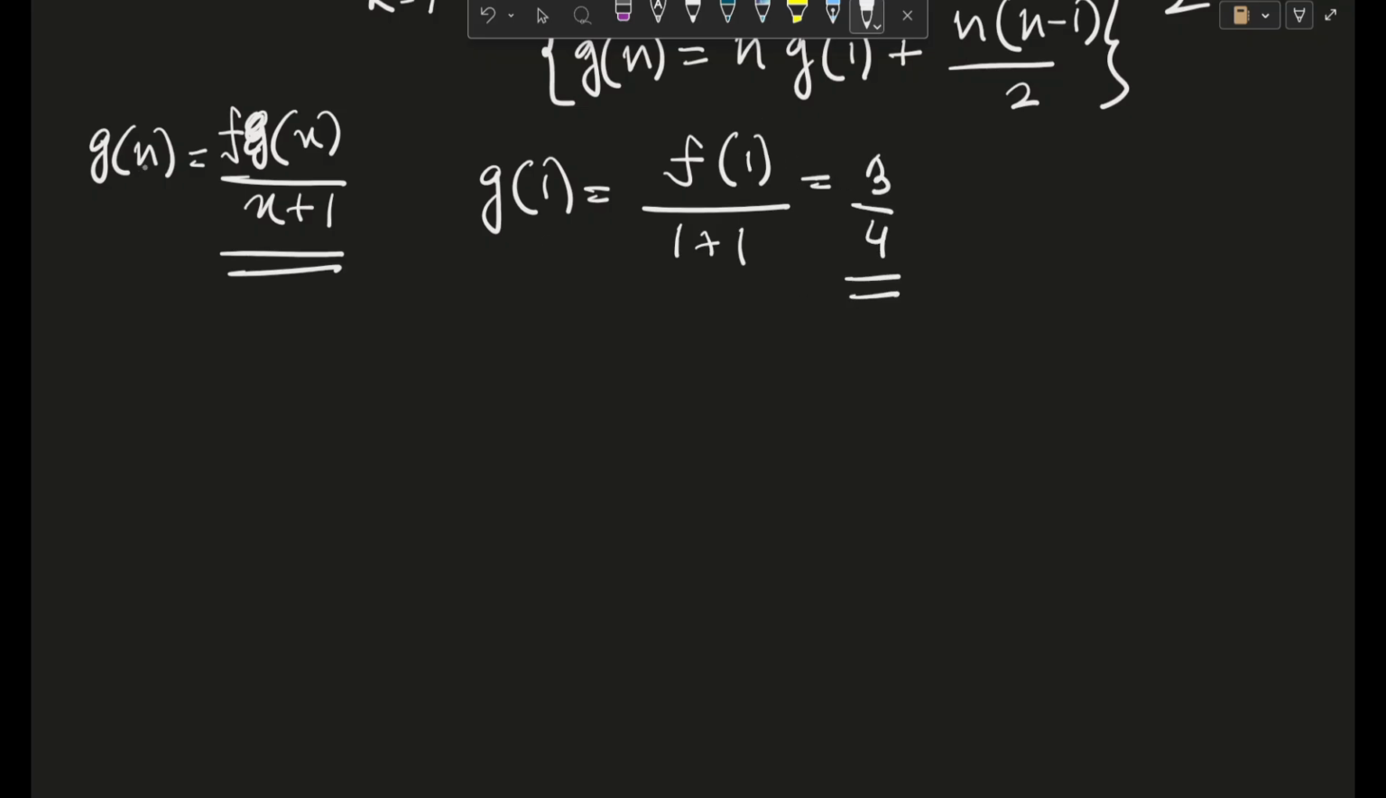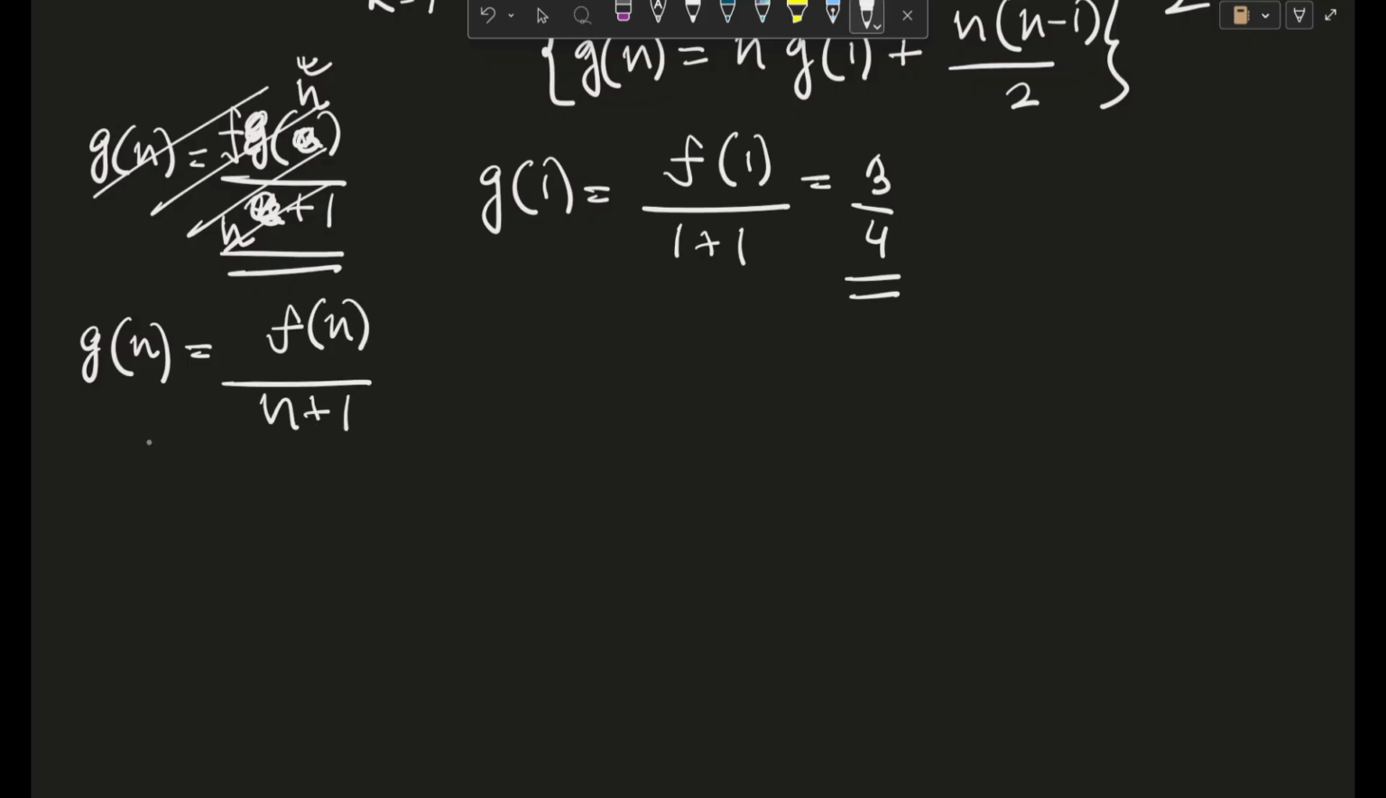Also, if you are making this thing n, please also make this n. These two quantities will be absolutely equal. Here also you will have n, or I am writing it clearly: g of n will be equal to f of n whole divided by n plus 1. If you want x, you can write g of x equal to f of x by x plus 1, whatever you wish. So now we have found our g of 1. Let's plug it into our equation, which will be g of n is equal to 3 by 4 times n plus n into n minus 1 by 2.